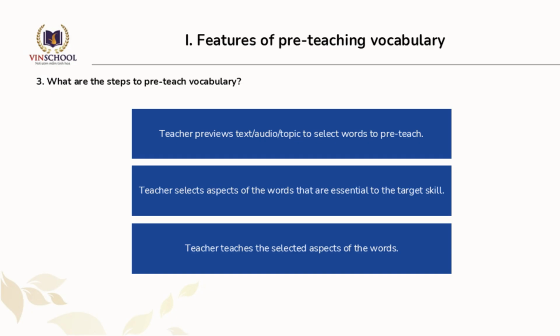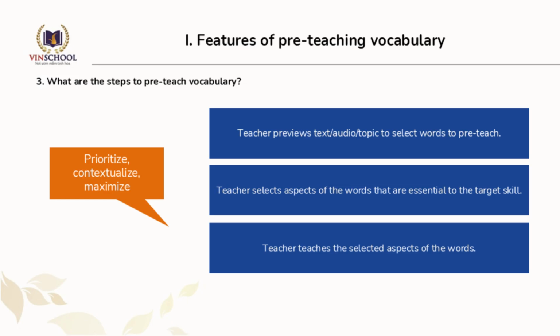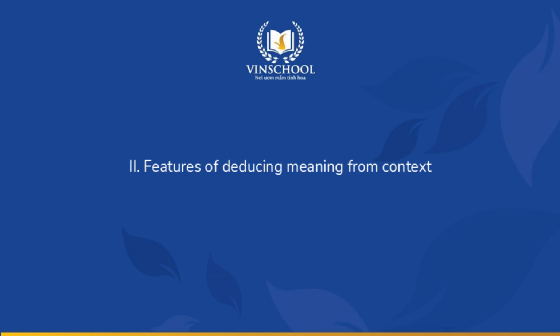Next, teachers should focus on aspects of vocabulary knowledge that align with the lesson objectives, as discussed in Video 1. Finally, during instruction, teachers should provide a student-friendly definition of each word and use it in a sentence to clarify its meaning in context. The three key words for this process are prioritize, contextualize, maximize. That's all for the first part of our video.